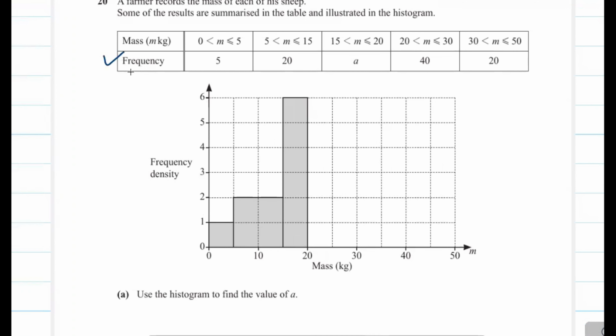Now to find the frequency in the histogram, between frequency density and mass, you can calculate the frequency by taking the area of this block. You can take the area of this block, 15 to 20. Now you take the area. This length is 5 units, and the vertical length is 6. We can write it as 5 multiplied by 6, the area of this block. This is 30, and 30 will be the frequency.